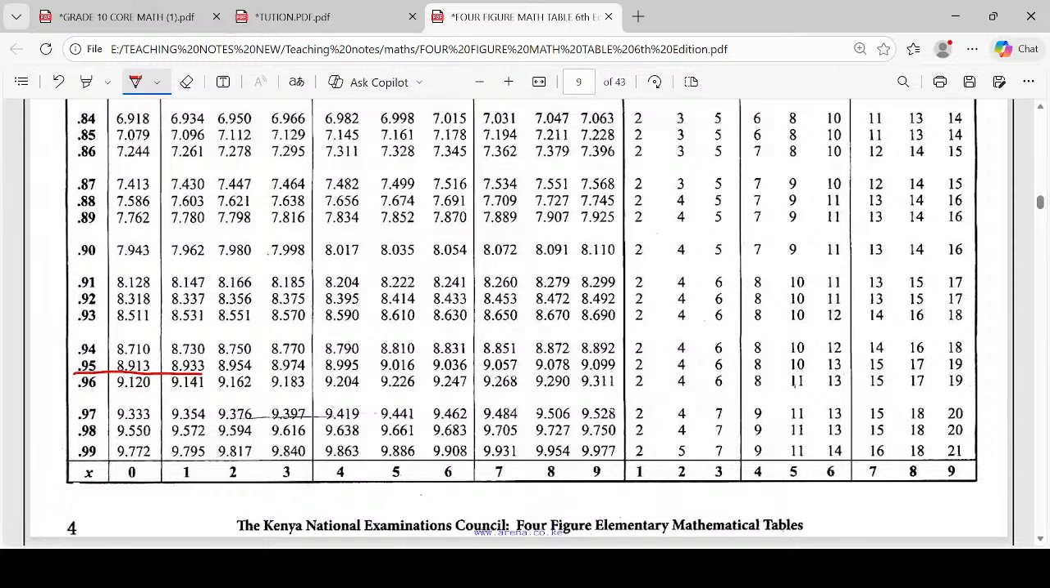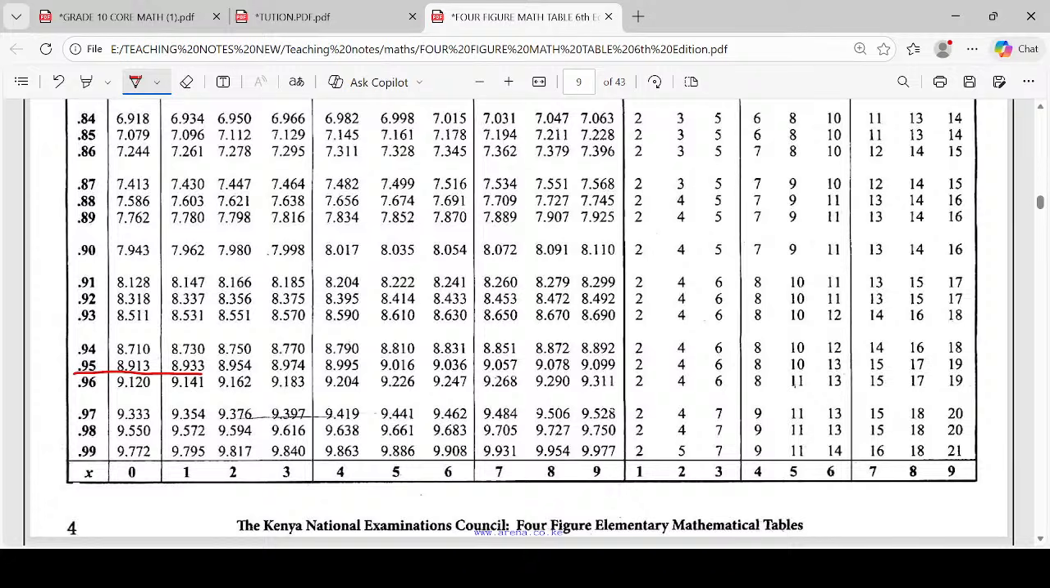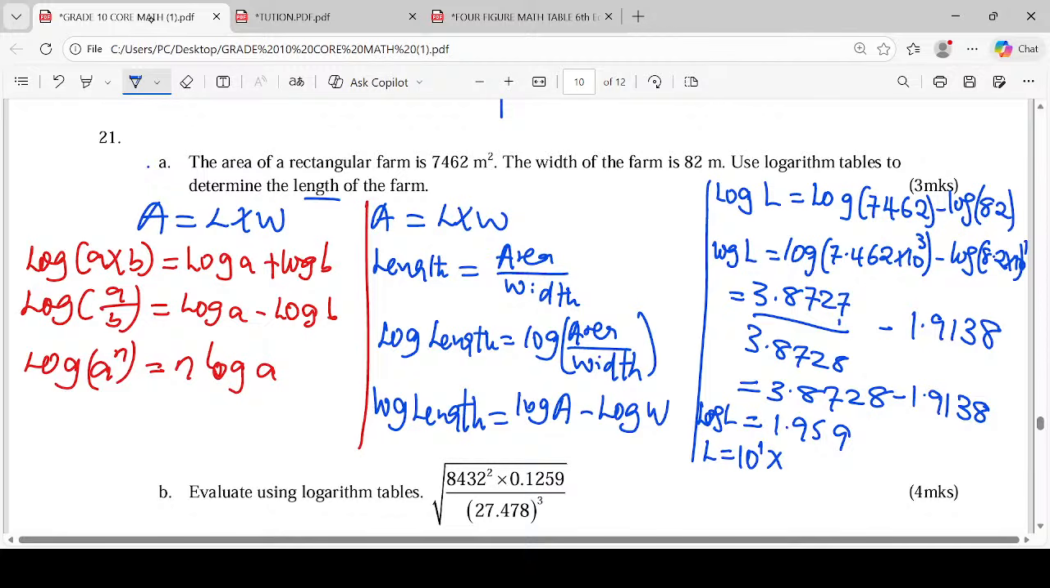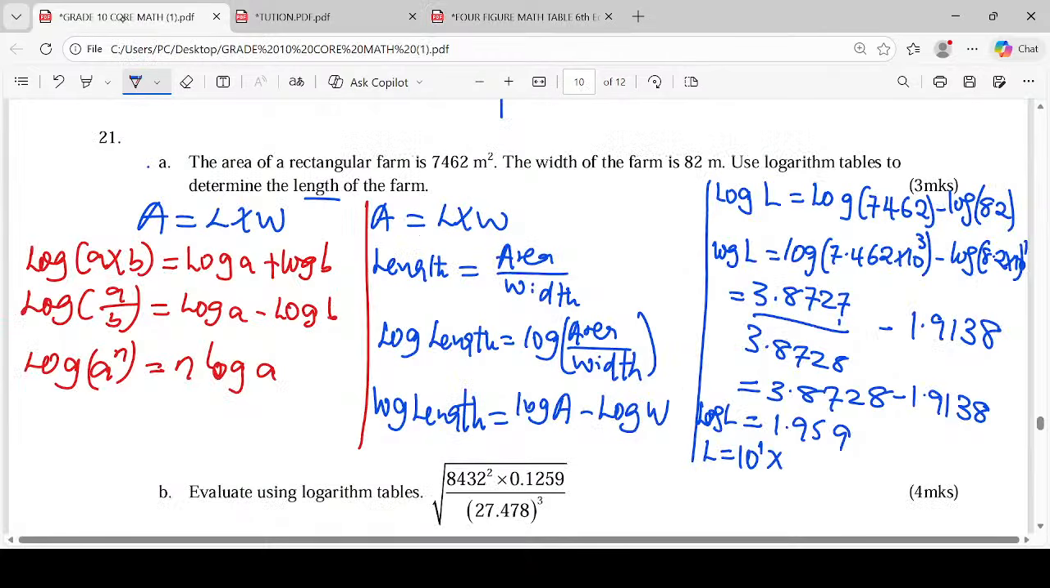I want this to be very, very clear. 8.933. So this will be now times, just a moment, let me see. I've lost it again, let me see. 0.959. 0.95, then 9. 959 is here. 9.099. So this will be 9.099, which finally will be equal to 90.99.